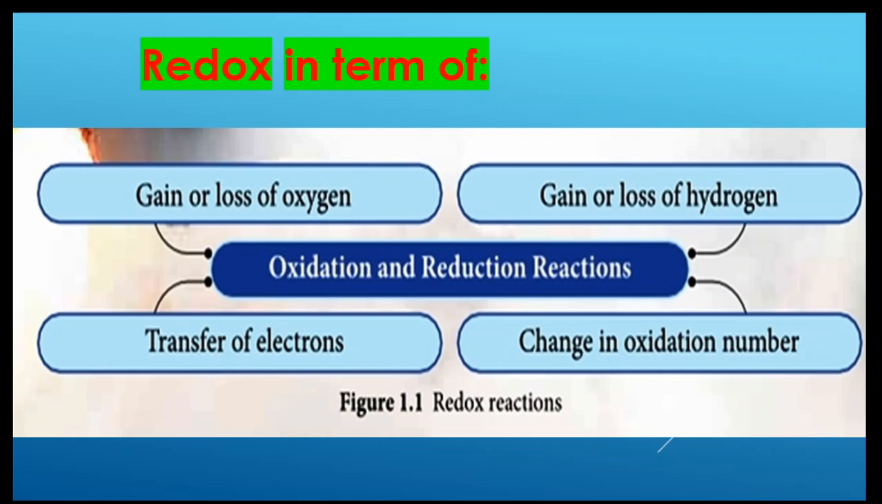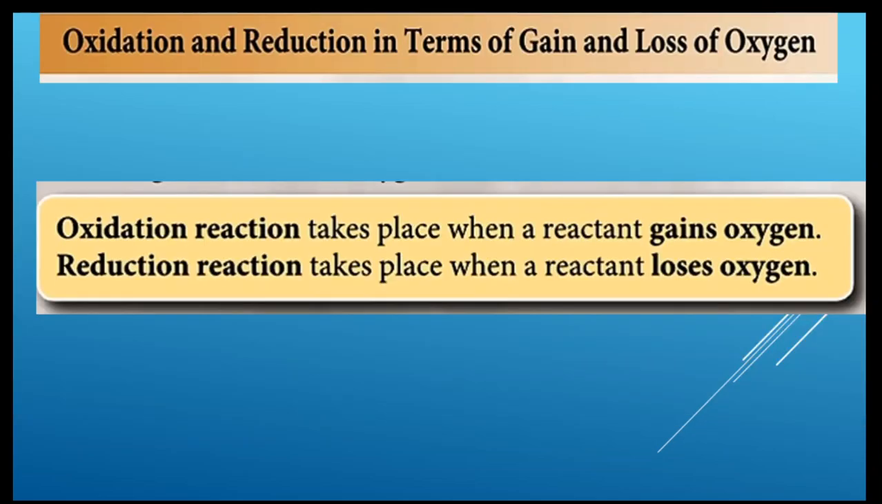We can define redox in these four terms. The first one is in terms of gain or loss of oxygen, then gain or loss of hydrogen, transfer of electrons, and in terms of change in oxidation number. So we will go one by one. Oxidation and reduction, redox in terms of gain and loss of oxygen.